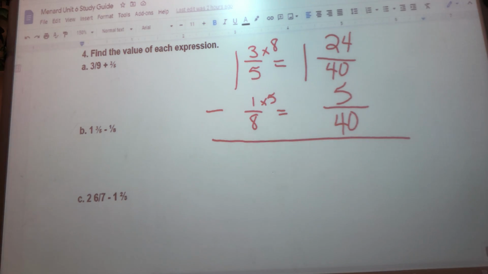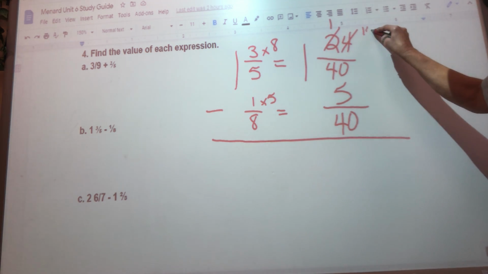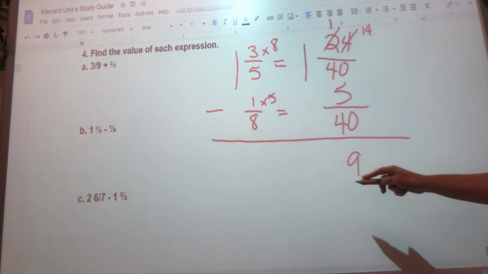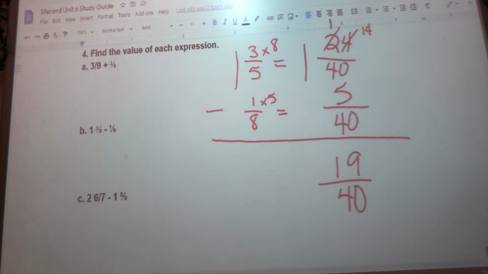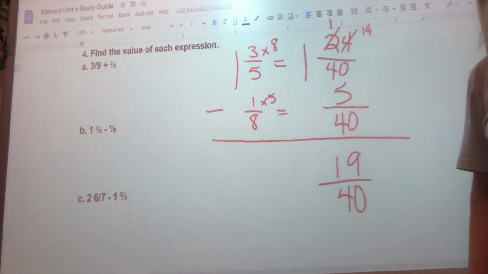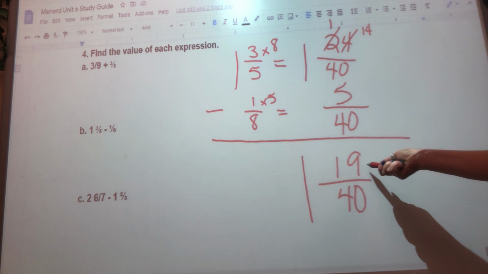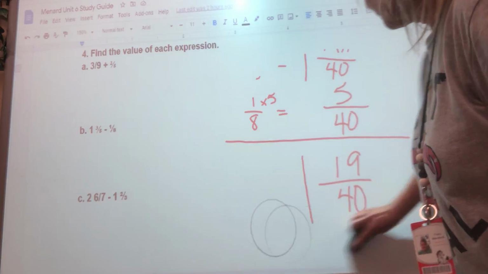I'm subtracting. I can't take 5 from 4, so I have to borrow from my 2. That makes 14 minus 5, which is 9. 1 minus nothing is 1. Am I done? Bring your one down. Now I'm done because 19 is a prime number. It was an odd number too, but still.